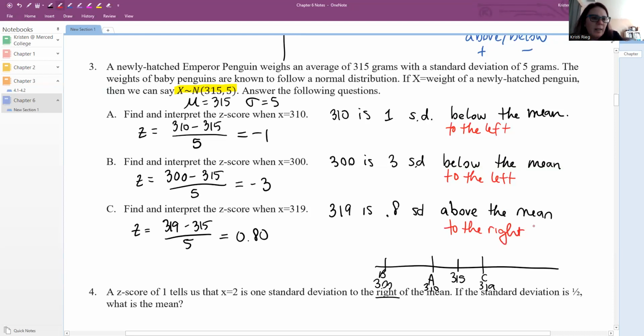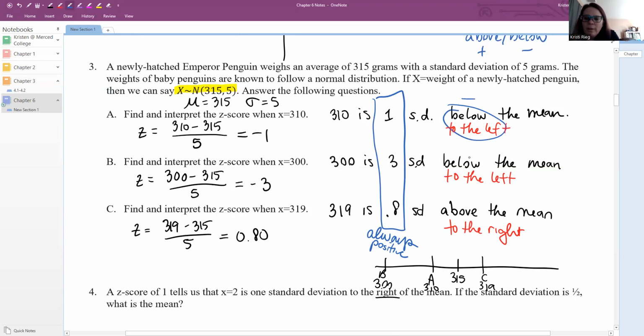So again, this part right here is positive in all three examples because it is the standard deviation. Always positive no matter what the answer is. And then this part, negative. This part telling us negative. This part is telling us positive. So that's where it tells you the sign of the answer.